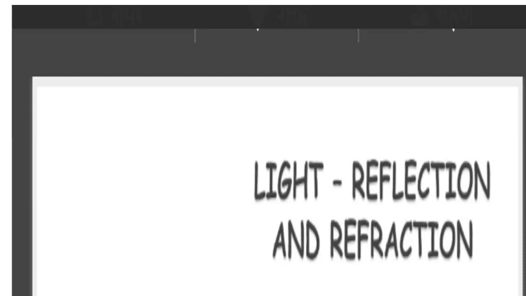In lower classes we have studied the two forms of objects, that is luminous and non-luminous objects. Luminous objects are those which emit their own light, and non-luminous objects are those which do not emit their own light. For example, a book, table, chair, plant. These do not emit light of their own, but a hot filament of an electric bulb, a lit candle, all these emit their own light. So these are the luminous objects.